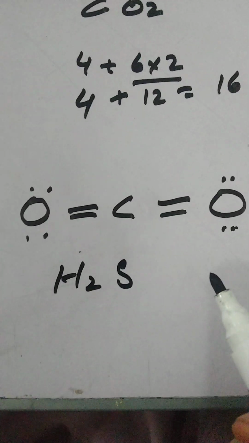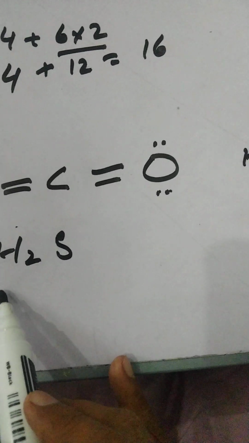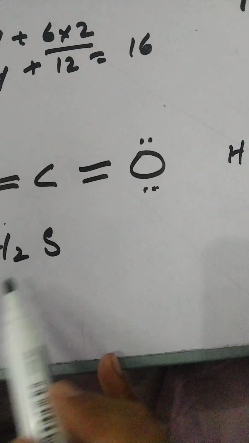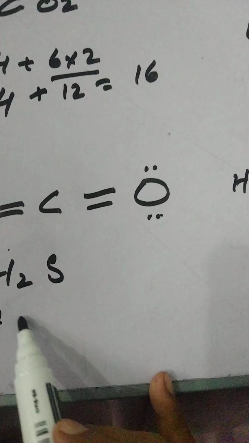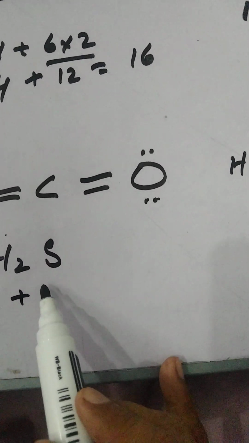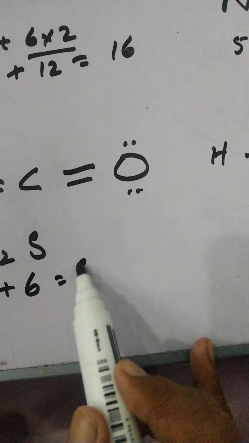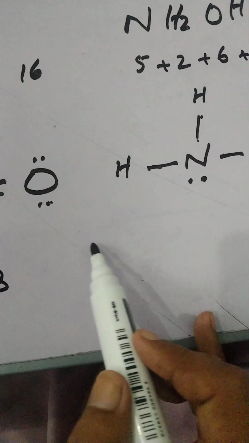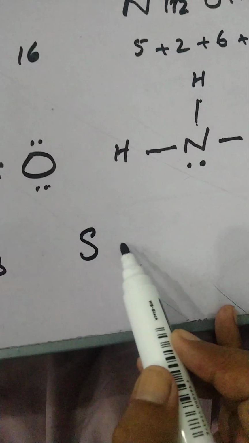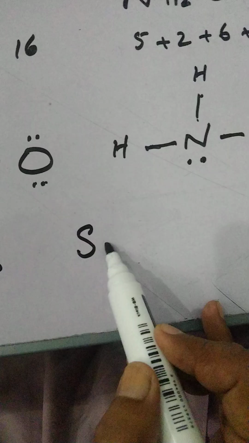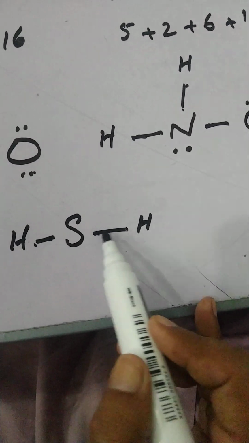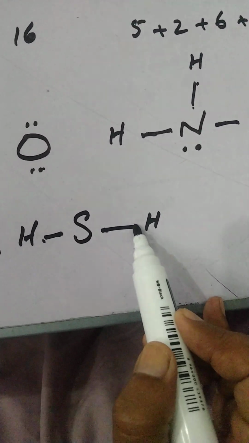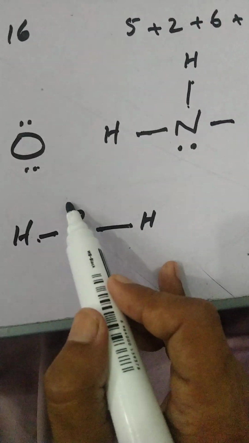H2S. Hydrogen has 2 electrons in total, since its atomic number is 1 each, and 2, plus sulfur is 6, so it is 8. So how will we draw it? Sulfur in the center, then hydrogen and hydrogen. Now 1 2 3 4 are balanced, so 1 2 3 and 4.